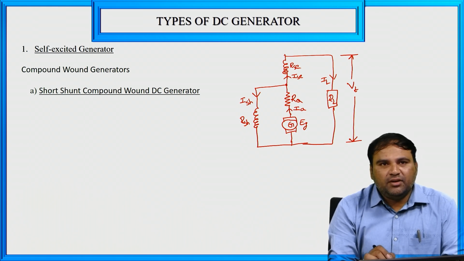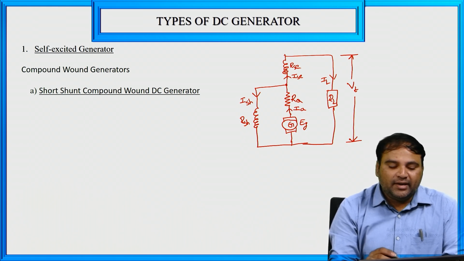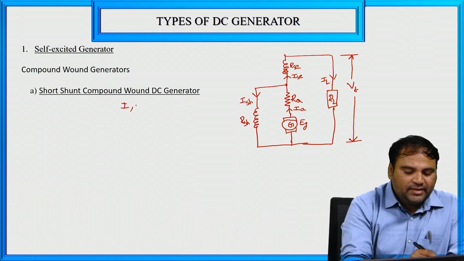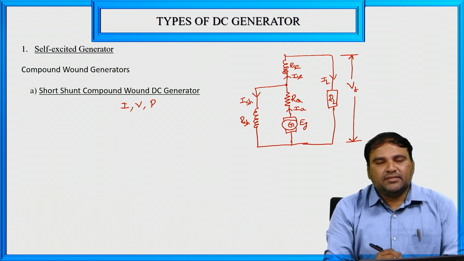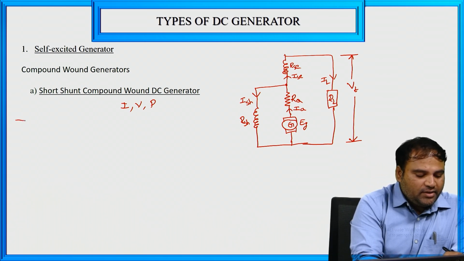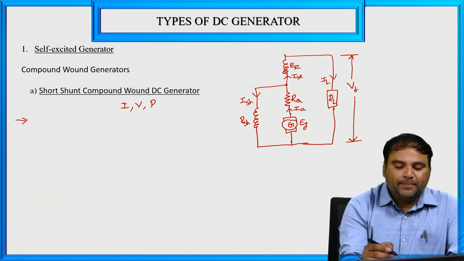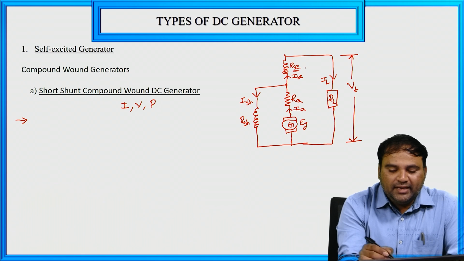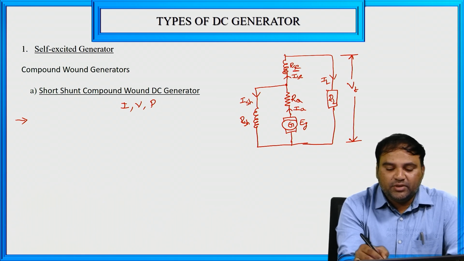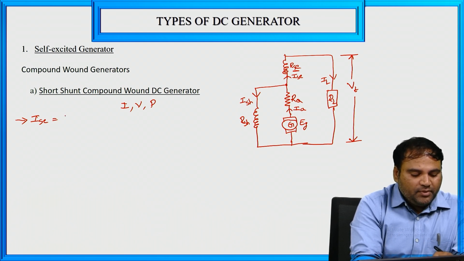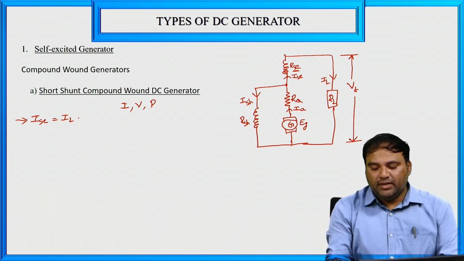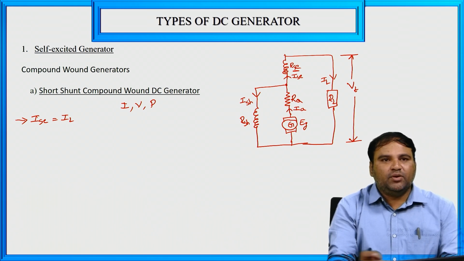For this short shunt compound wound DC generator also, we need to write the current relations, voltage relations and power relations. So these three things we have to write: current, voltage and power. First, the current relations of the short shunt compound wound DC generator. RSC and the load are connected in series. In series, the constant term is current. So the current through RSC, that is ISC, is equal to the current through the load IL.